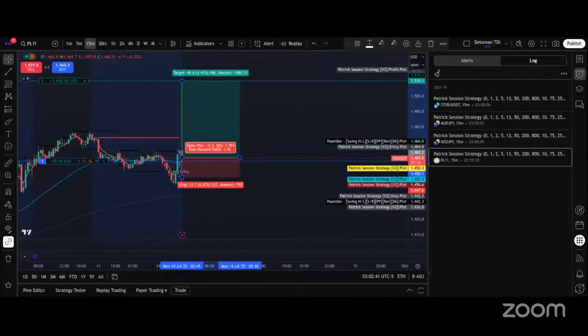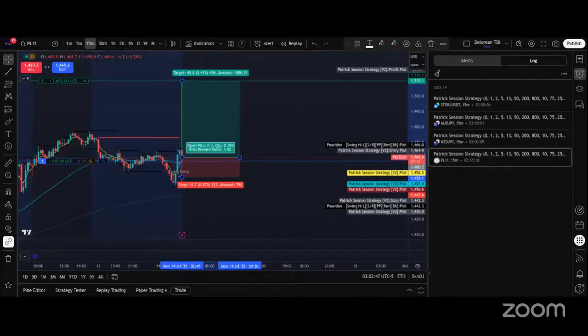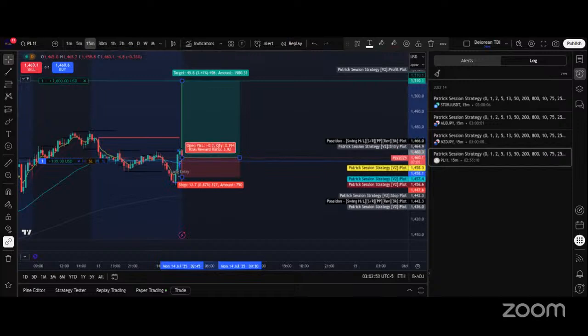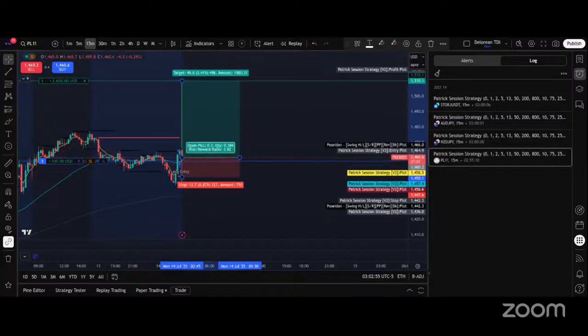And here's your next call. PL1, 15-minute confirmation. Market execution buy. Entry price is 1460.30. Stop loss is 1447.60 for 127 pips. Take profit is 1510.10 for 498 pips. And a risk reward ratio of 3.92.